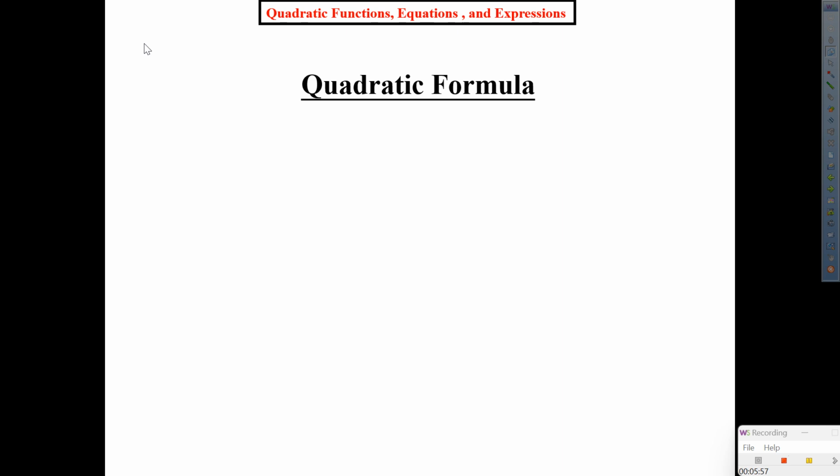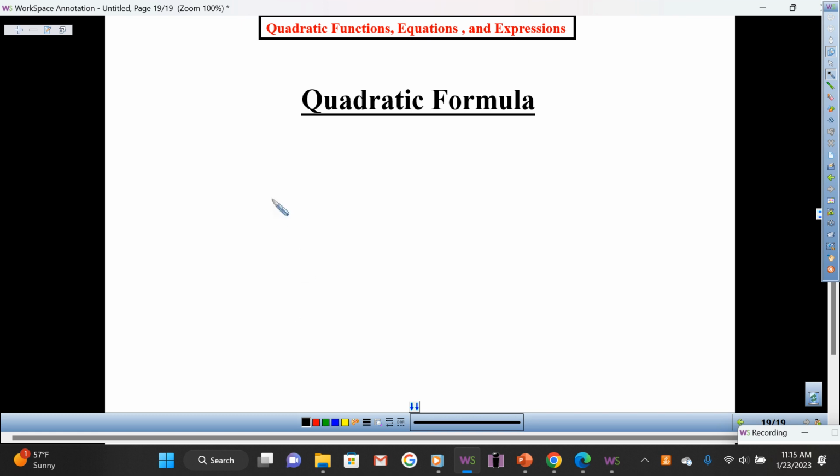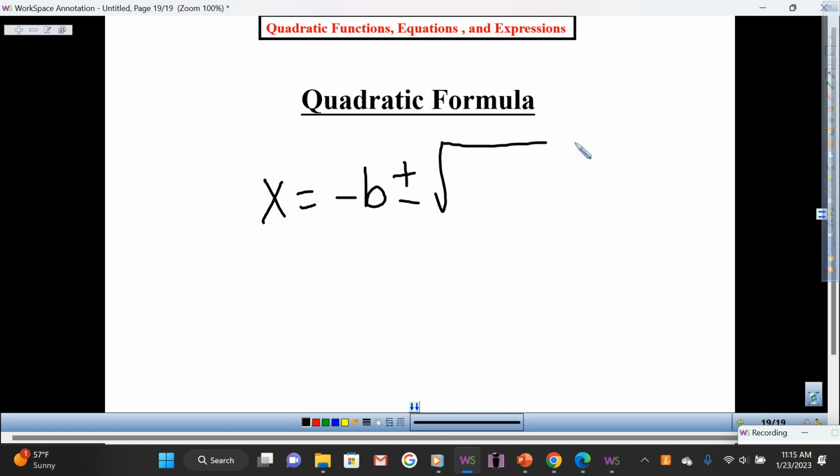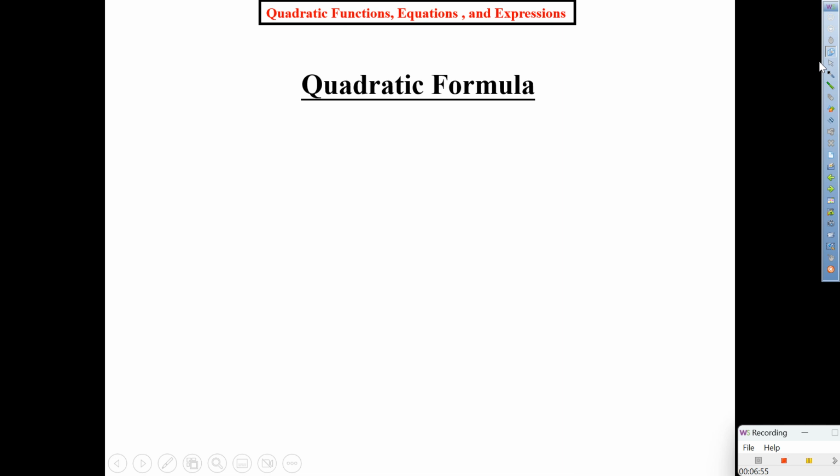Diego Rosas, quadratic formula. x equals minus b plus or minus the square root of b squared minus 4ac, over 2a.